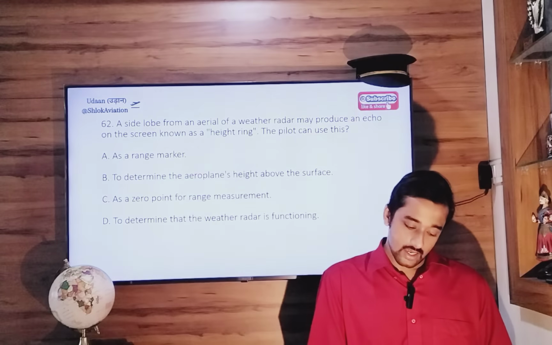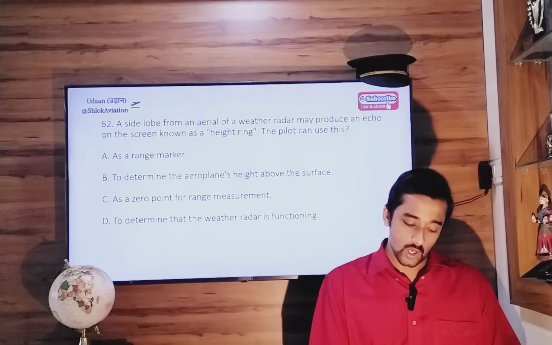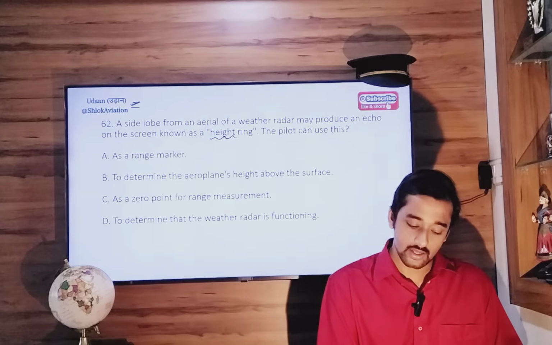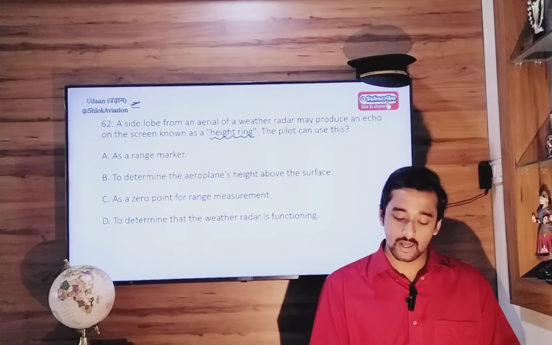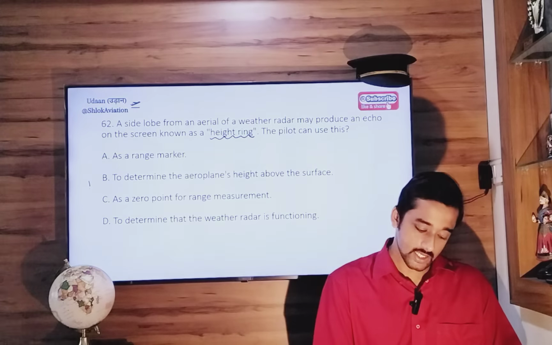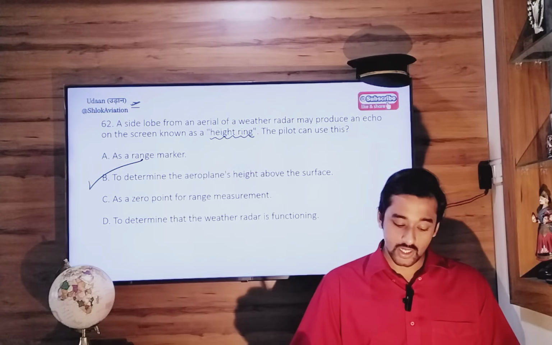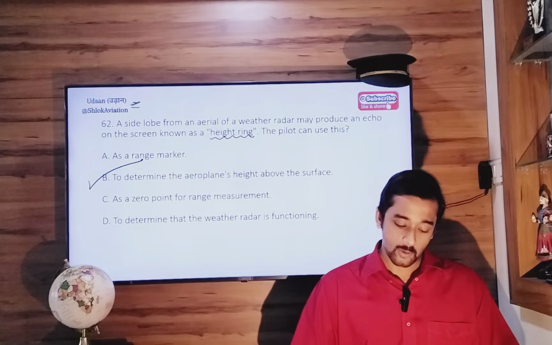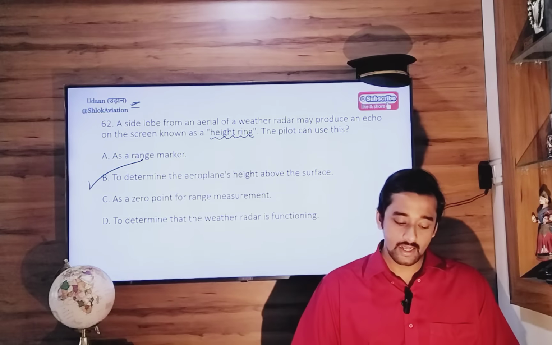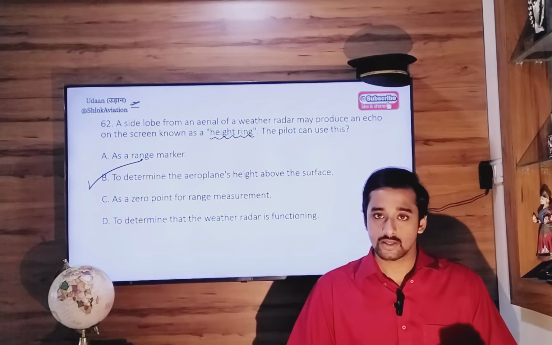Next, a side lobe from an aerial of a weather radar may produce an echo on the screen known as height ring. The pilot can use this as a range marker to determine the airplane's height above the surface, yes. As a 0 point for range measurement to determine that the weather radar is functioning. So option D is also right, but mainly the height ring is used to determine your aircraft height above the ground surface.